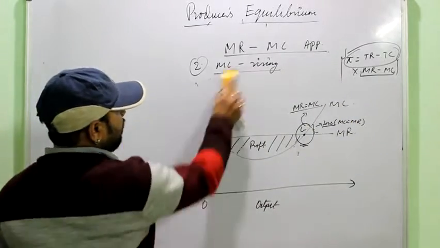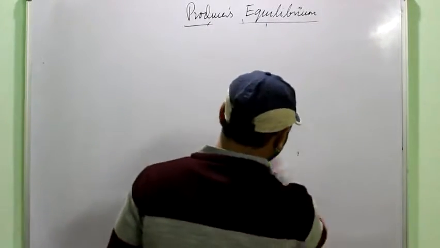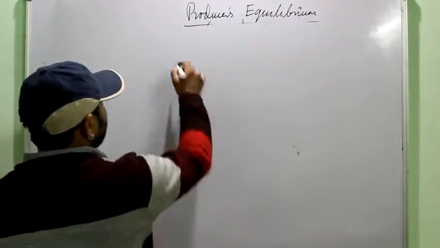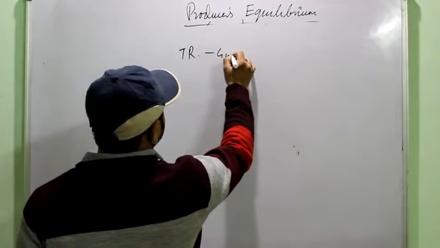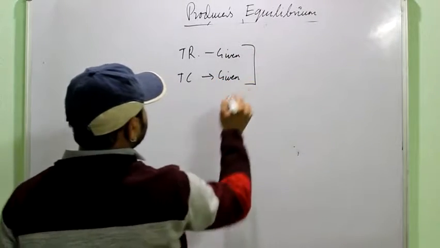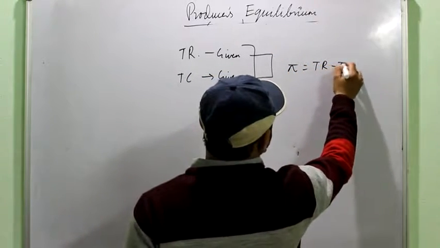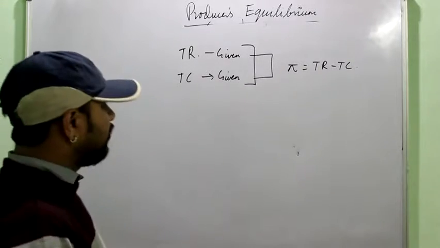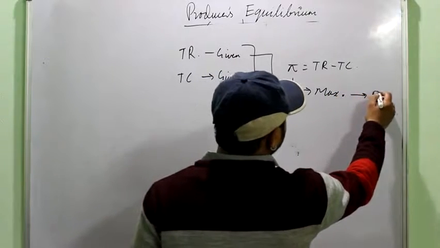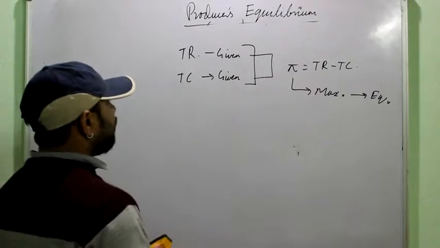Then the MR-MC approach or the TR-TC approach can also be numerically asked, right? If you are asked to find the producer equilibrium through the TR-TC approach, that means in that case TR will be given to you, and TC will be given. From TR you subtract the TC for all the levels, whatever levels are given to you. Wherever you get the maximum value, that will be your point of equilibrium, right? Simple to calculate.